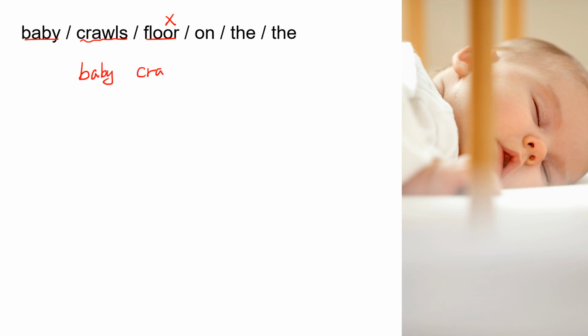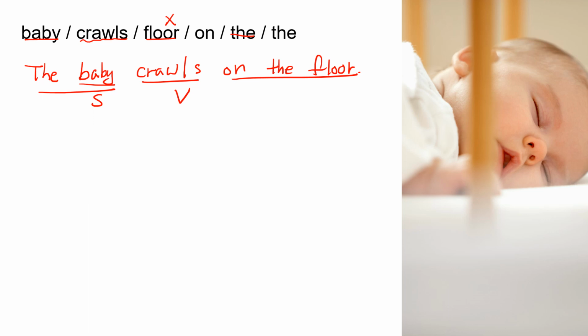crawls, C-R-A-W-L, and third person singular S. And then we have the to define the baby. The baby crawls, and then where? On the floor. The baby, subject, crawls, verb. On the floor, this is a prepositional phrase.